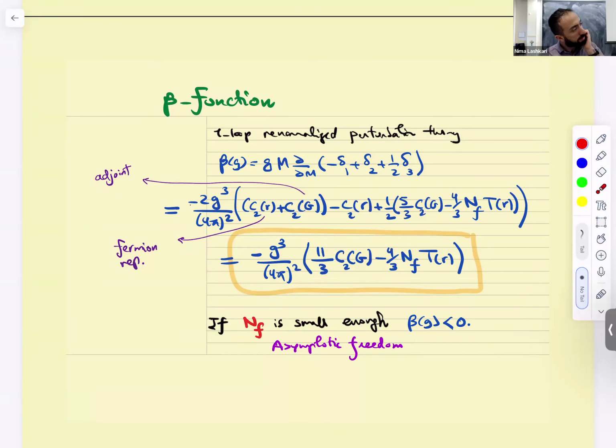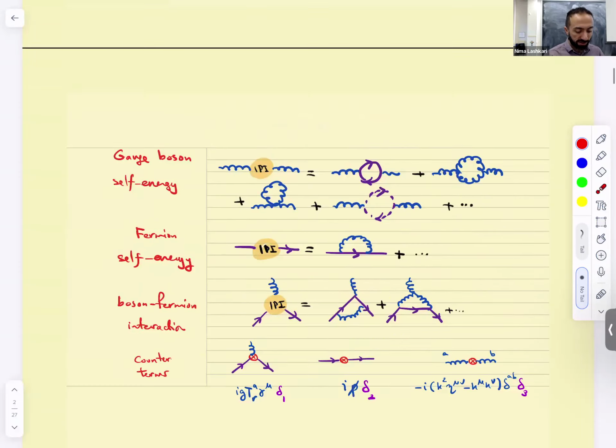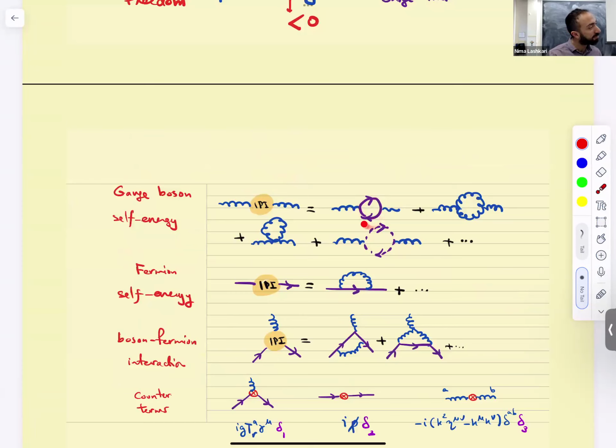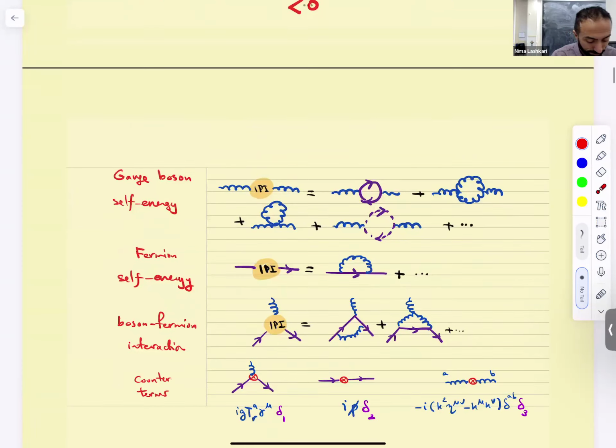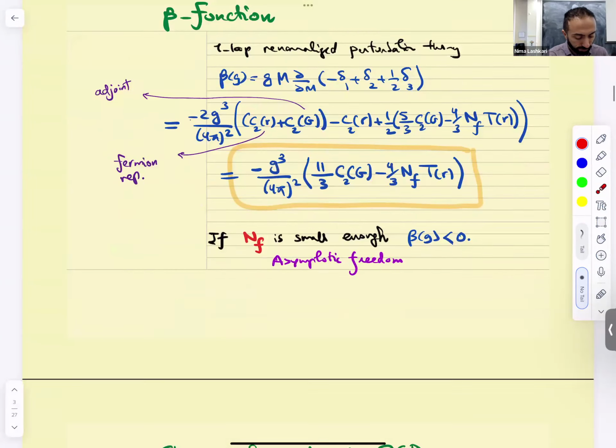What was N_F again? N_F is the number of fermions. Do you remember where it comes from? It comes from this diagram. The fermions are in the loop, and it comes with a negative sign. All right.